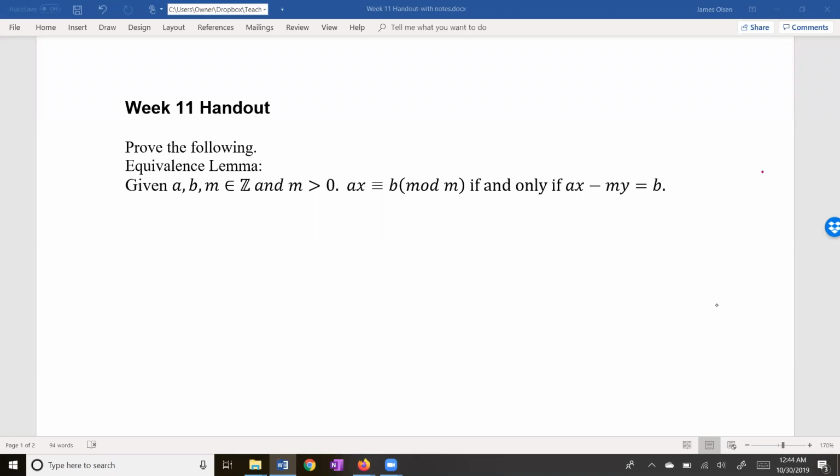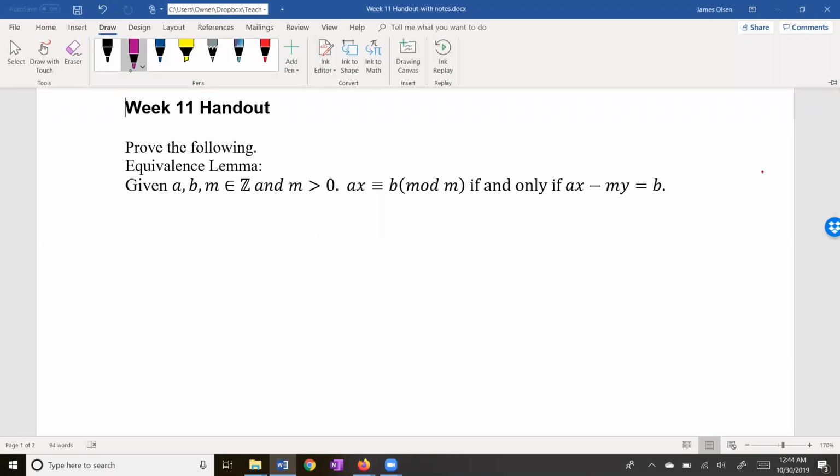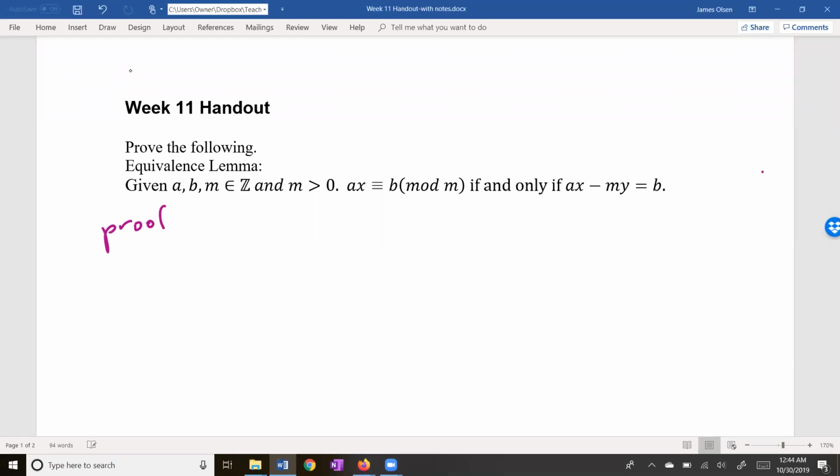So let's do a proof. Let me get a pen here. Okay, I got a pen. Proof. And I'm going to do an if and only if proof. I'm going to go both directions. So we're going to start with the left-hand side. AX is congruent to B mod M. Make sure that you're using three lines, not two. What does this mean by definition? By definition, this is if and only if M divides evenly into the difference, AX minus B.